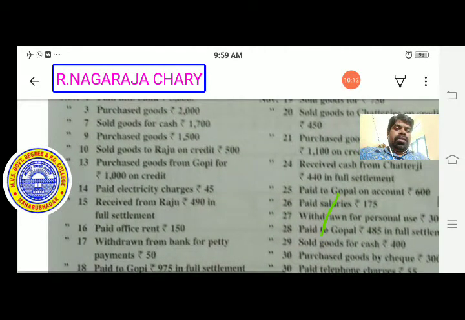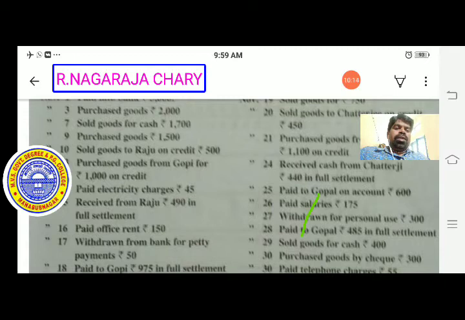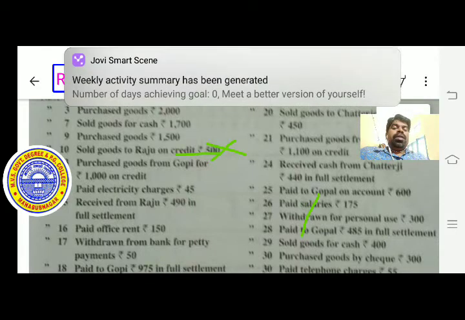Next transaction, sold goods to Raju on credit basis. Just as we discussed about credit transactions, when it is a credit transaction, do not record it on the debit or credit side. Whether it is receipt or payment, do not record it in the cash book, because this is a credit transaction. So, it is to be ignored.